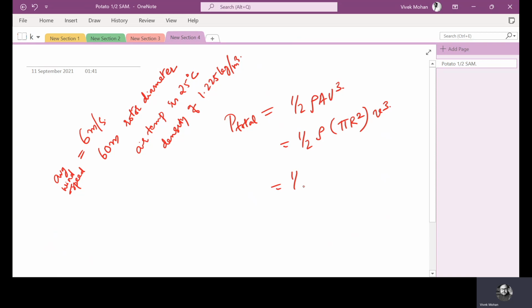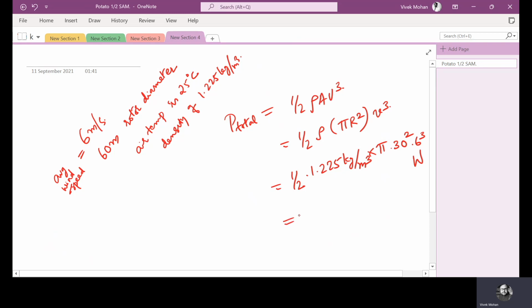Now it's equal to half into 1.225 kilogram per meter cube is the density, into pi into 60 meters is the rotor diameter, so 30 meters is the rotor radius, so 30 squared into what is V cube here, average wind speed is 6 meters per second, so 6 cube. Okay, 6 cube. Now this is in watts, the answer is in watts.